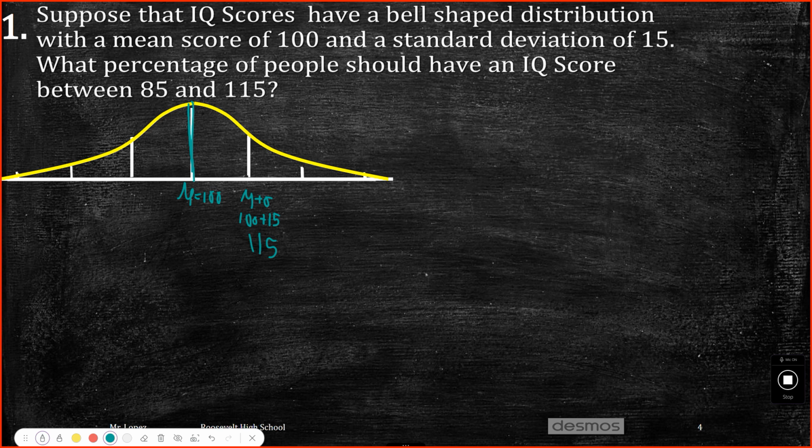And then the mean, subtract one standard deviation. That's over here on the left. So that's going to be 100 minus 15. What's 100 minus 15? Man, I need a calculator for that. 85. So it says right here, what percent of people should have an IQ score between 85 and 115? I think I already went over this.